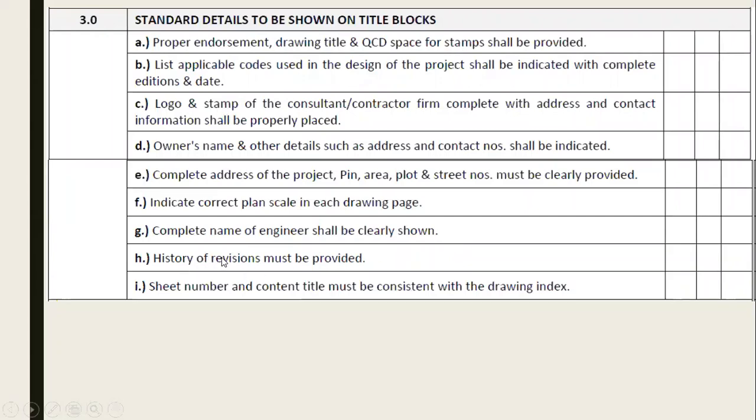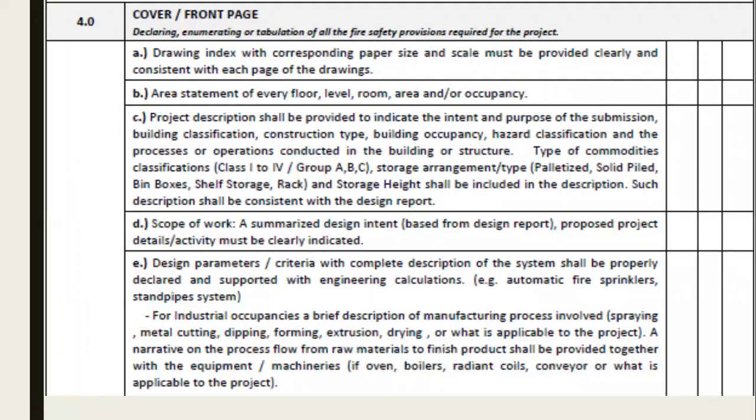If there are multiple revisions of the drawing, they have to be historically indicated. Revision 0 for DC1 submission, revision 1 for DC2, revision 2 for modification of DC2, or revision 3 for inspection or as-built, and so on. Sheet number and the content title must be consistent with the drawing index. So this is the standard for the title block.